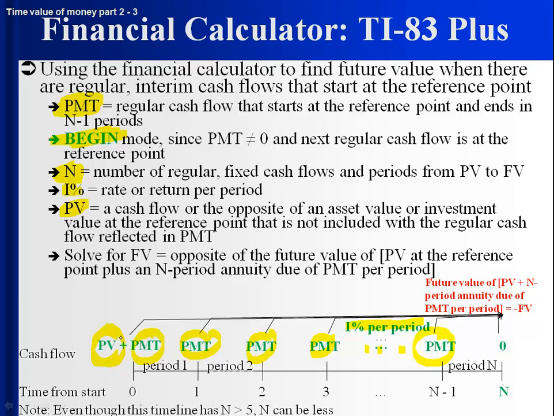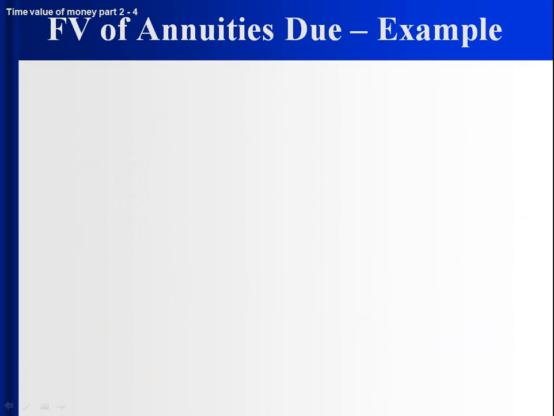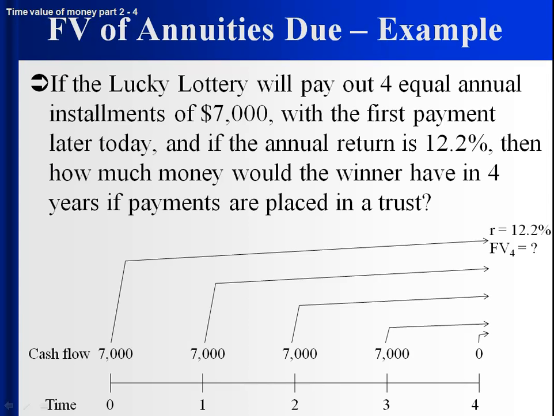But often PV is equal to negative, the opposite of the amount that's already in our account. And we go ahead and we solve for FV, and so these are generally negative numbers, putting the money into the account, solve for FV, and it'll kick out a positive number, which is how much you would have in your account. So let's take a look at an example.